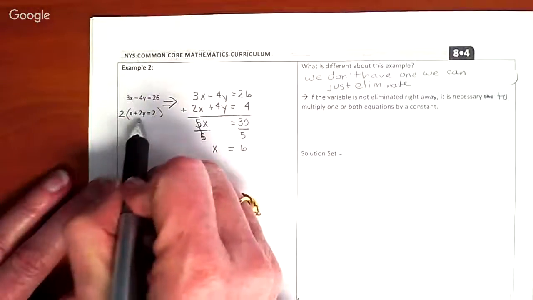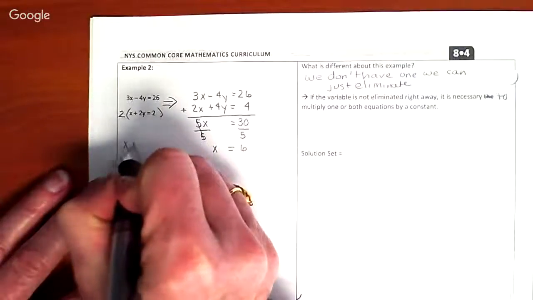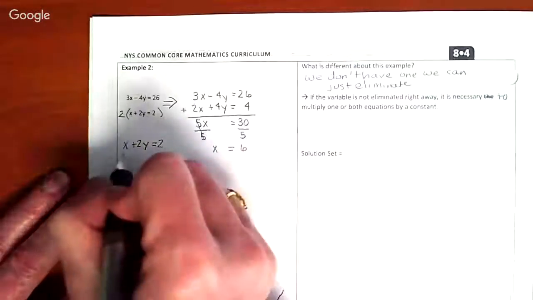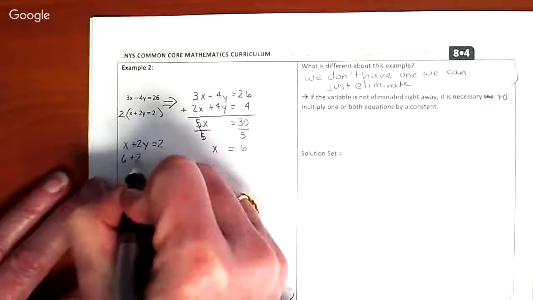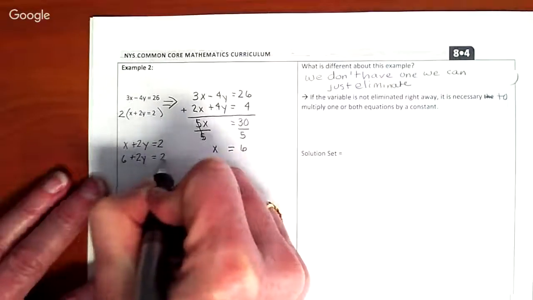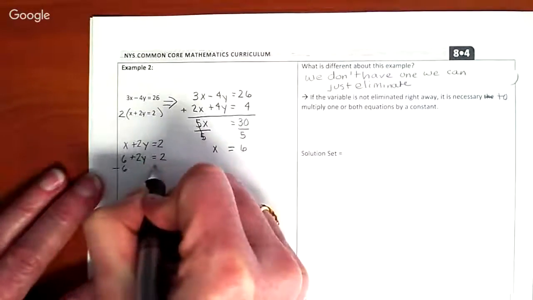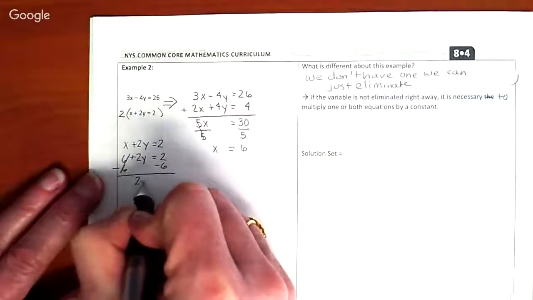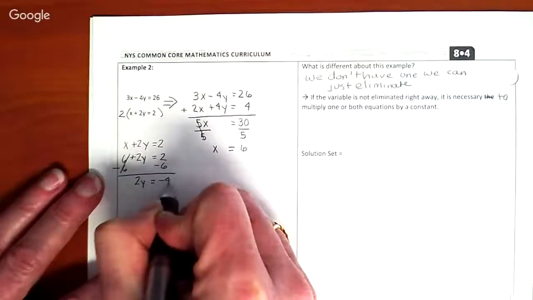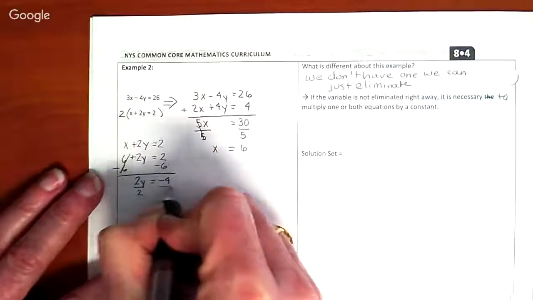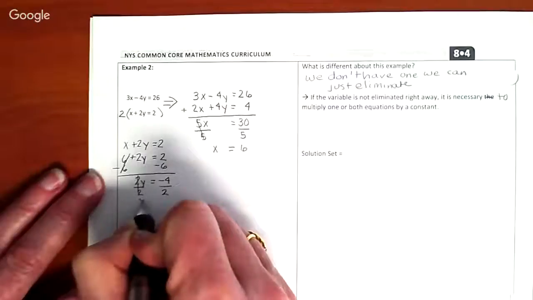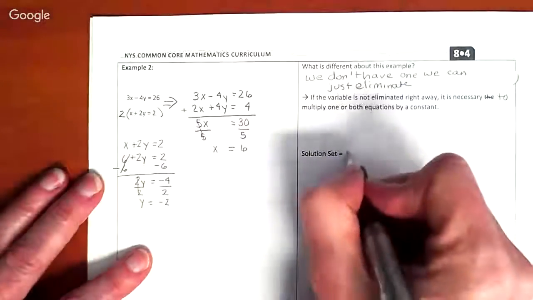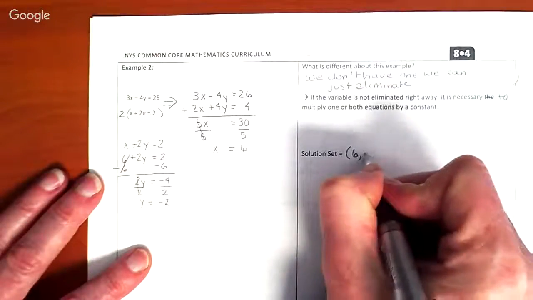Now I can substitute this into one of the equations. I'm going to substitute it into this one. So I have x plus 2y equals 2. My x is 6, so I have 6 plus 2y equals 2. Subtracting 6 from both sides, I have 2y equals negative 4. Dividing both sides by 2, I have y equals negative 2. So my solution set is 6 comma negative 2.